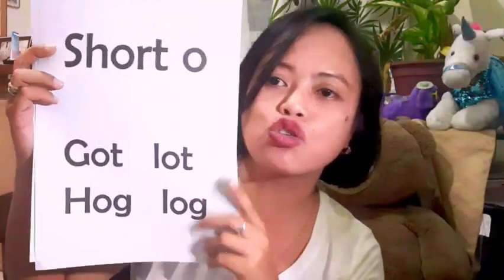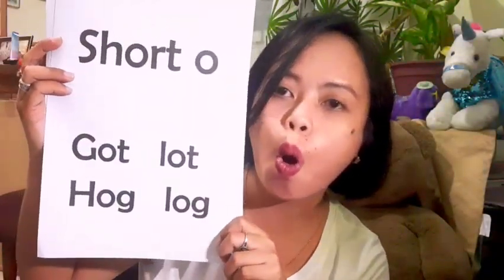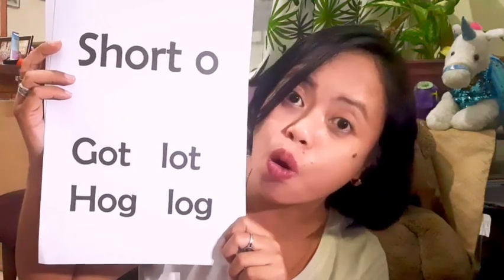Okay, next is short O. For short O, we have got, lot, hug, and log. For got, we have G-O-T, lot, L-O-T, hug, H-U-G, and log, L-O-G.